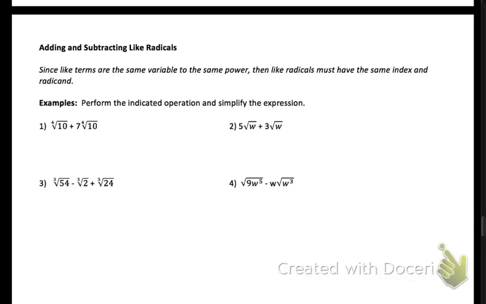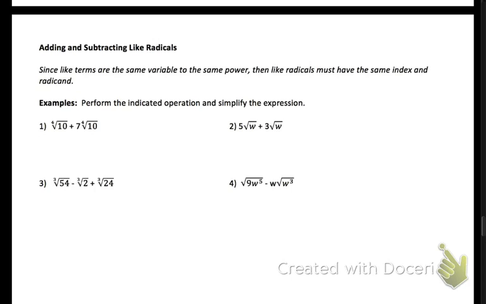Adding and subtracting like radicals is pretty simple. This is very much the same idea as combining like terms. So remember, when we look for like terms, they have to be the same variable to the same exponent. So when I combine radicals, like radicals would have to have the same index and the same radicand. So if we look at these examples down here, we're going to look for those two things.